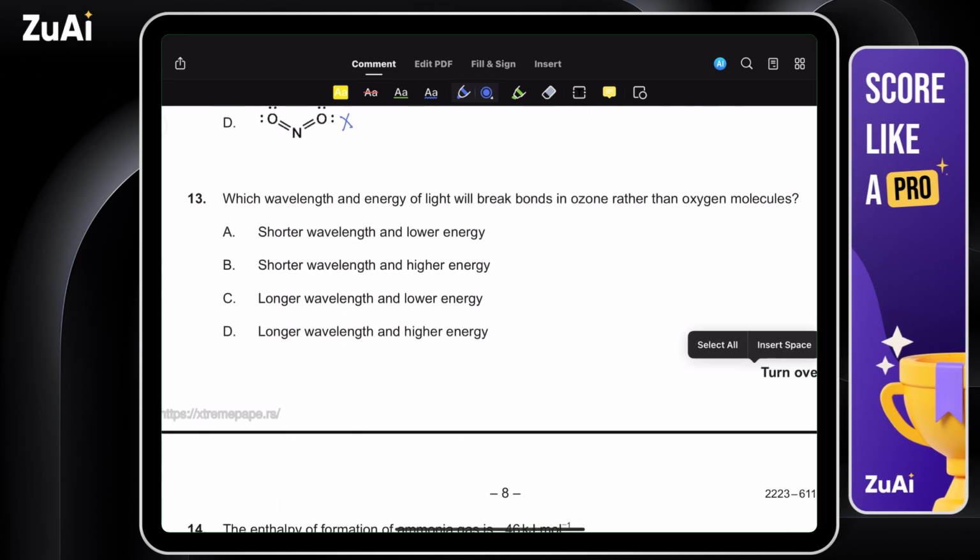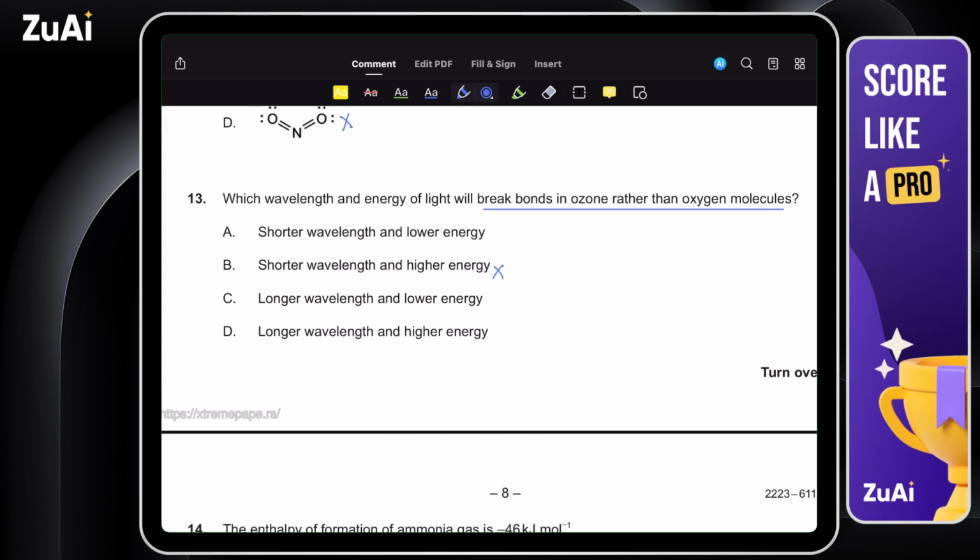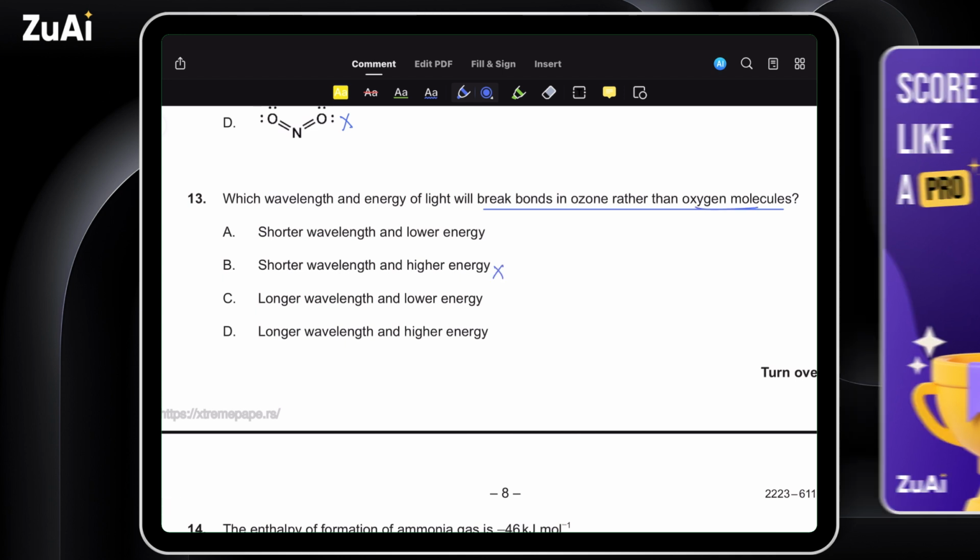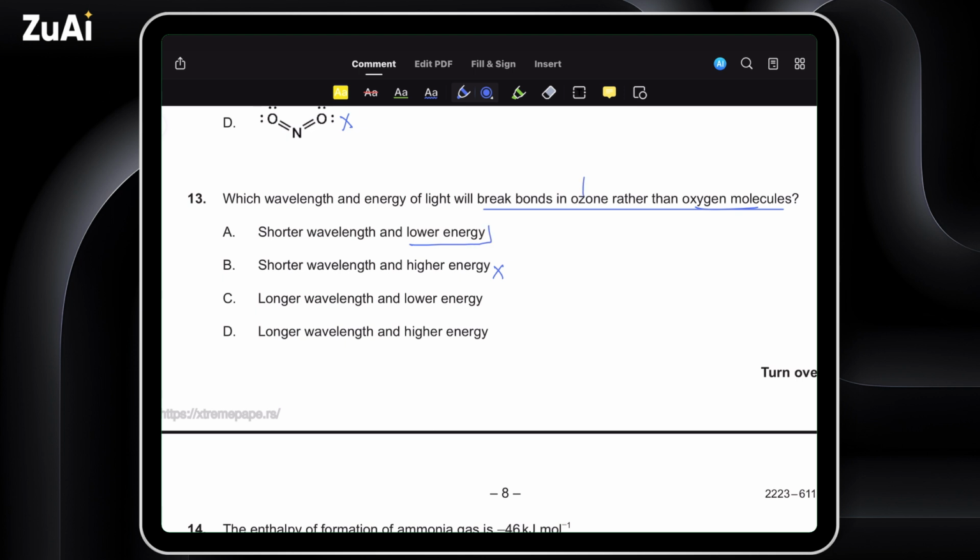Which wavelength and energy of the light will break bond in ozone rather than oxygen? You know what? Higher energy is not the option. Why? Because higher energy may break the oxygen molecule. So we need lower energy, because ozone is already very unstable. And always remember, lower energy means longer wavelength, because energy and wavelength are inverse. So the longer the wavelength, the lower the energy. That's why C is the answer.